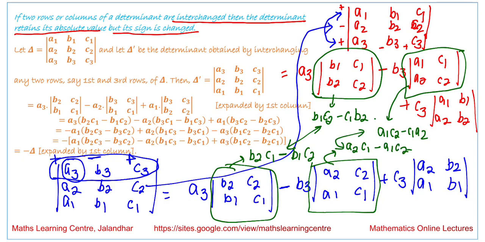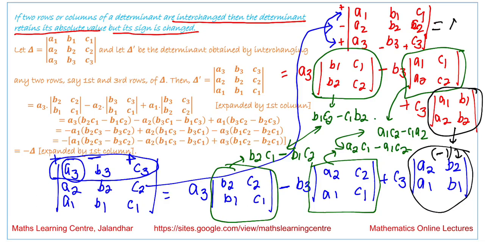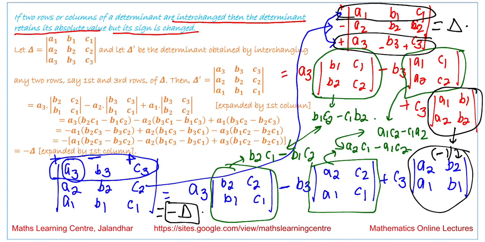Similarly for the third case, if you open the determinant in this case and the determinant in this case, we will see that it is minus 1 into this. So what we are obtaining is that if the value of this determinant is delta, then the value of this determinant is minus of delta. So what we have done is interchanged these two rows, so the sign of the determinant is changed. So we are saying if two rows or two columns of a determinant are interchanged, then the determinant retains its absolute value, but its sign is changed.